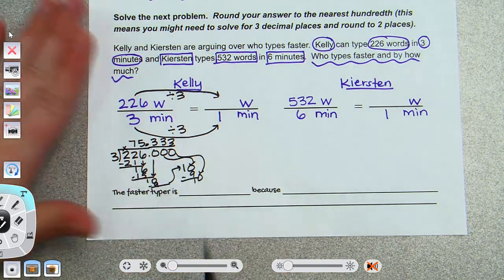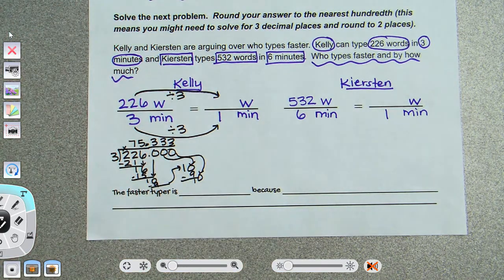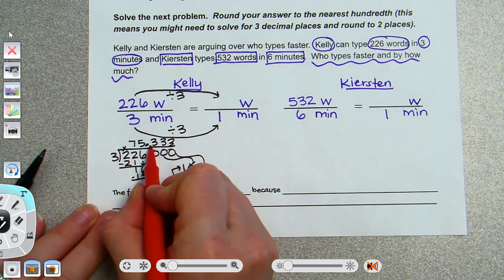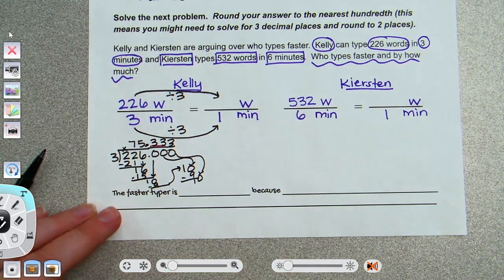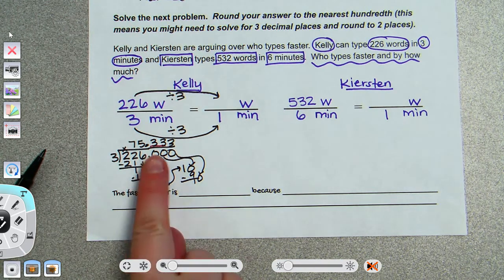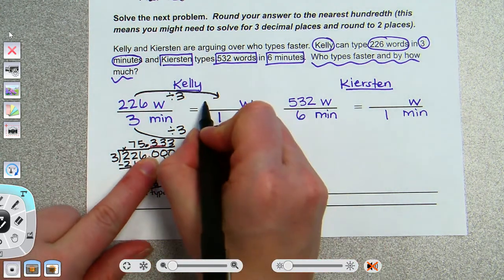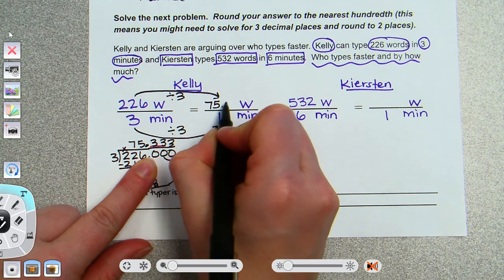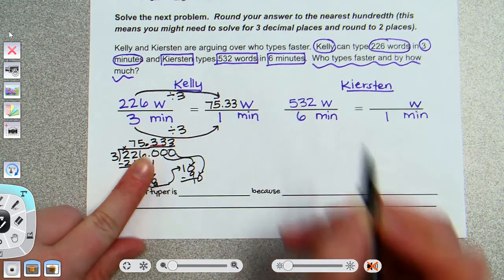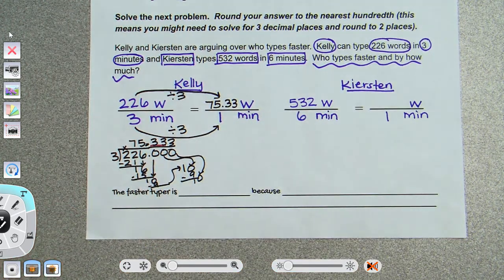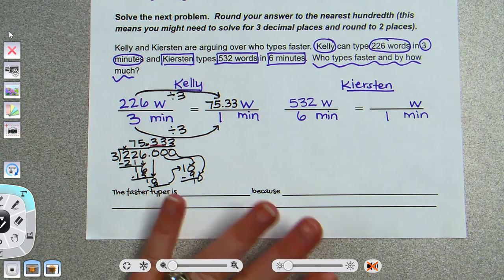I got 75.333. Now I'm going to use my red and just underline. If I look 2 places, I see a 0.33, and this 3 says stay down. So she is 75.33 words per minute. We did a little rounding, but that's the closest we can do. Let's try the same thing for Kirsten.